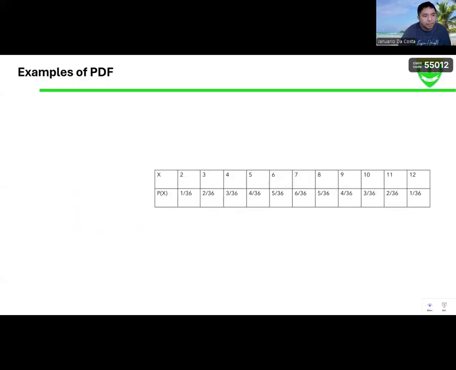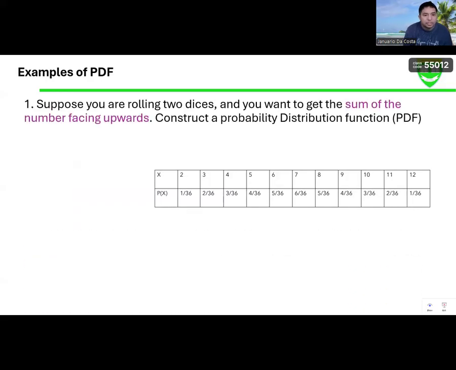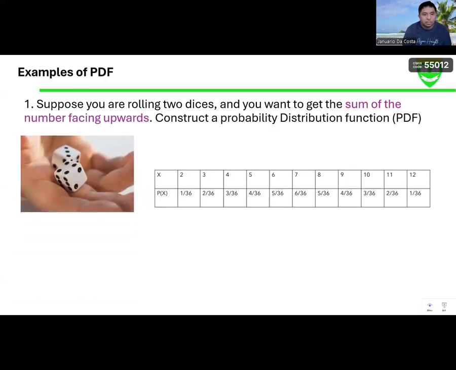Okay, so for example, suppose you're rolling 2 dice, and you want to get the sum of the numbers facing upwards.